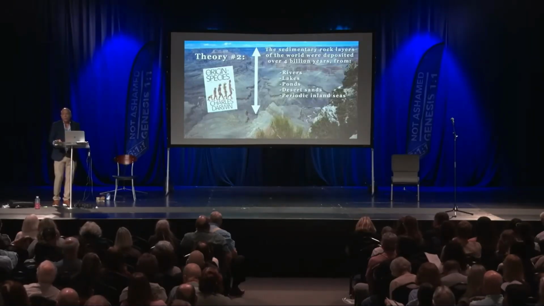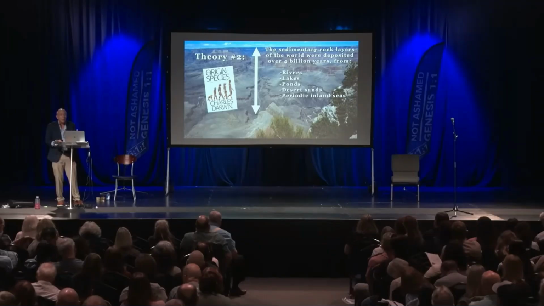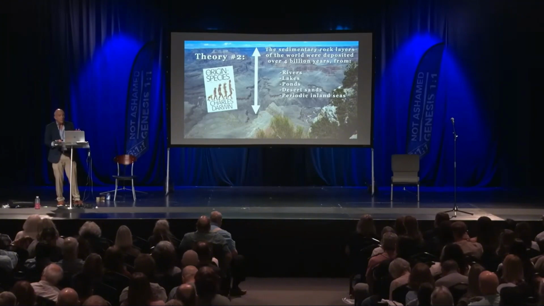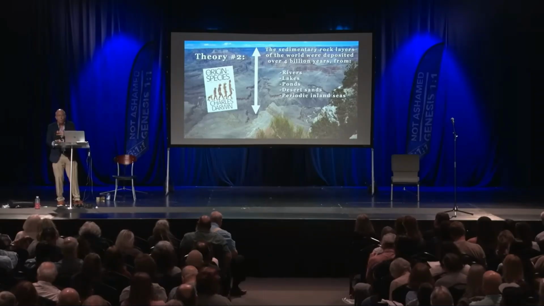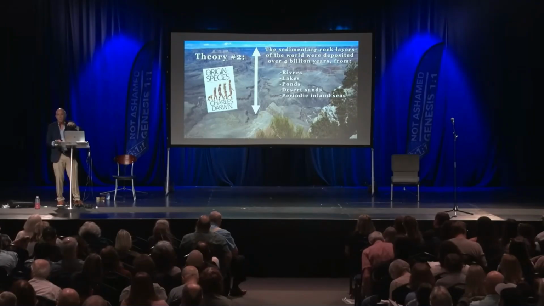Now, evolution scientists would strongly disagree, and they would say, no, like here at the Grand Canyon, these were formed by rivers flooding their banks, lakes, deposits of sediments at the bottom of a lake, ponds, sometimes deserts with the desert sands moving around, and sometimes the sea would rise. It would be a periodic, not worldwide flood, but just the oceans coming in a little bit, halfway across the continent.